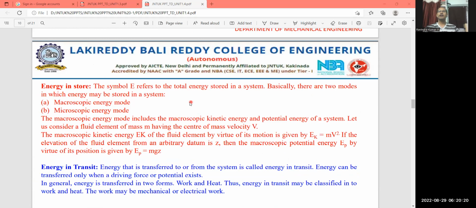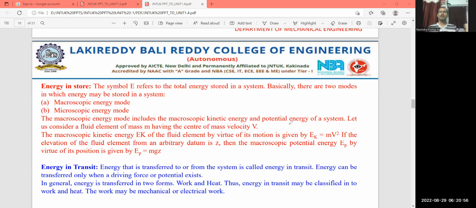Now the next content we are going to discuss is the basic difference between energy in storage and energy in transit. Now observe energy in storage. The symbol E refers to the total energy stored in a system. Basically, there are two modes of energy which may be stored: the macroscopic energy mode and the microscopic energy mode. The macroscopic energy mode includes the macroscopic kinetic energy and potential energy of the system.